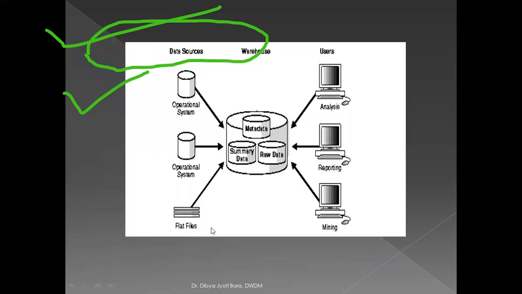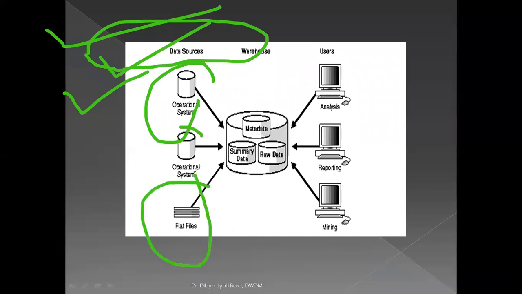Now, this figure clearly depicts this fact. Different data sources are there, operational systems, and some other flat files. Okay, and this is our data warehouse. Some technical terms are there like metadata, summary data, raw data, and from this data warehouse, users are directly connected to it. Users try to analyze the results that they get from the data warehouse, business analytics.